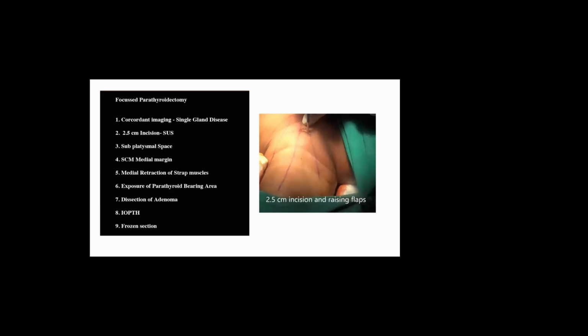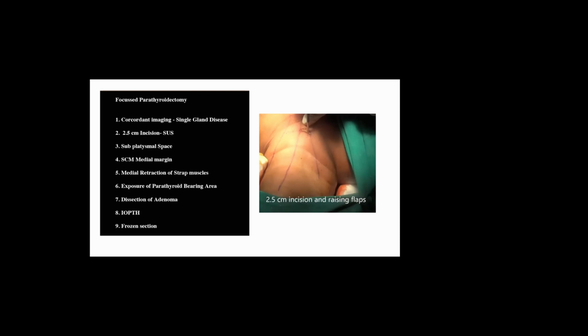So there are certain steps for focused parathyroidectomy. The first prerequisite is having concordant imaging. That is, it should be a single gland disease, and a small incision is given. Once we position the patient on the OT table, before painting and draping, we do the scan ourselves and mark where the parathyroid adenoma is, and we give the incision right on that area. No need to be central like the transverse incision of the thyroid. Because it's going to be a small incision, you can place it right on the abnormal gland.